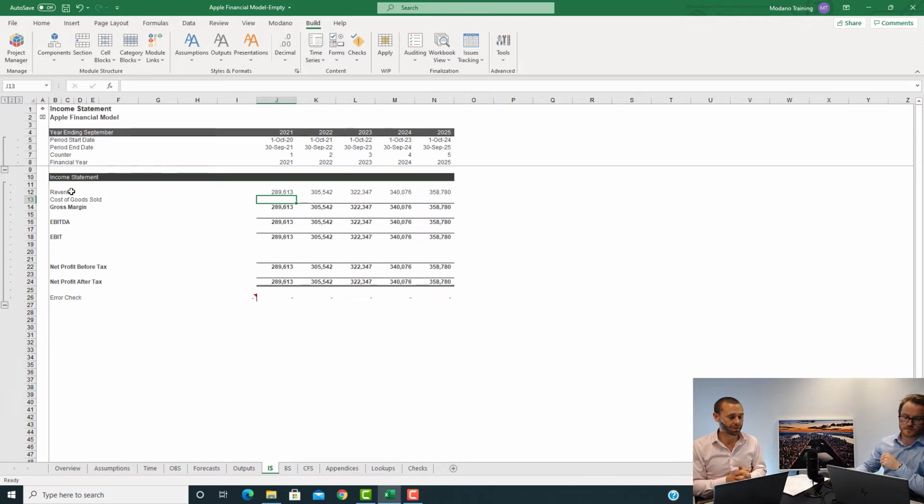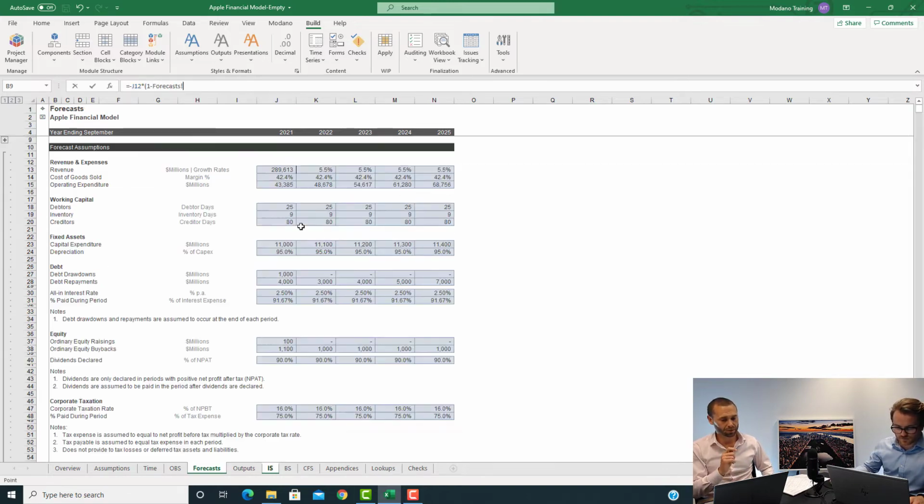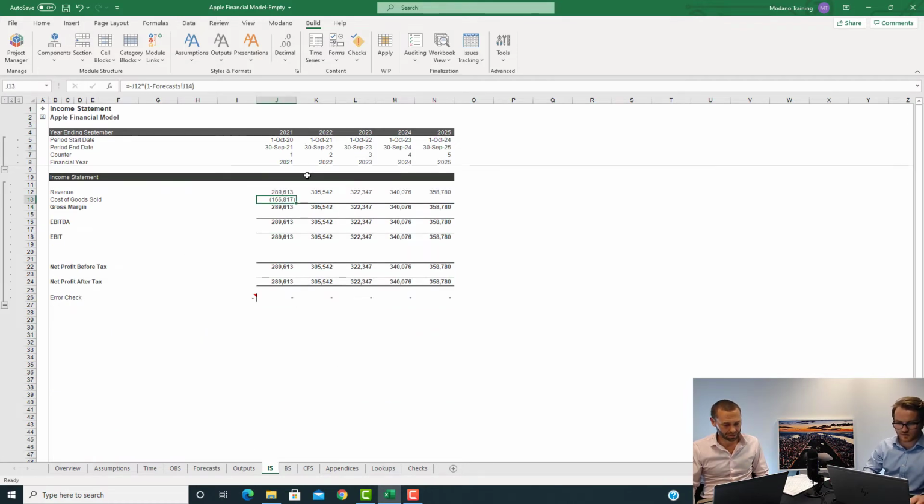So that means for cost of goods sold, our formula is going to be equals negative revenue, so equals negative J12 multiplied by 1 minus the margin assumption, which is the J14 on the forecast sheet. So it's equals negative J12 multiplied by open brackets 1 minus forecast J12, close brackets. Okay, and that should give you in the first period 166,817. Okay, and it's a negative number.